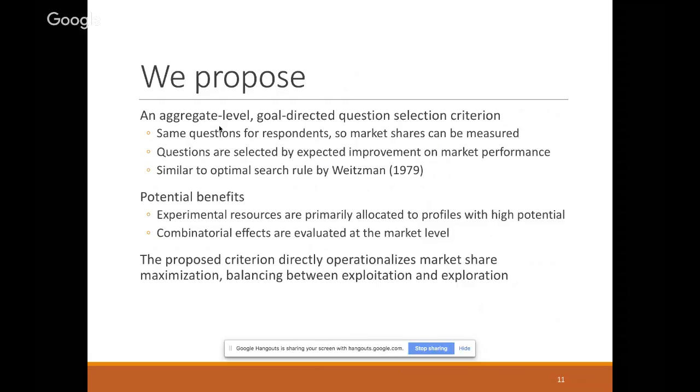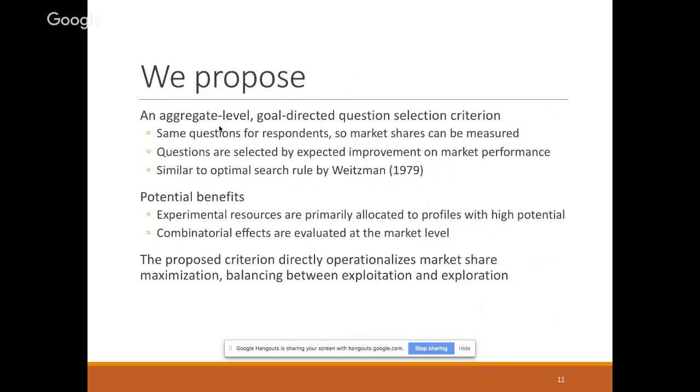And then we set up the criterion based on how each candidate would improve the market performance relative to the best outcome we found in the first round. So the potential benefits that we expected are that the experimental resources are allocated to profiles that present high potential instead of high variance or high uncertainty. So we don't need to allocate our experimental resources to the low preference region.